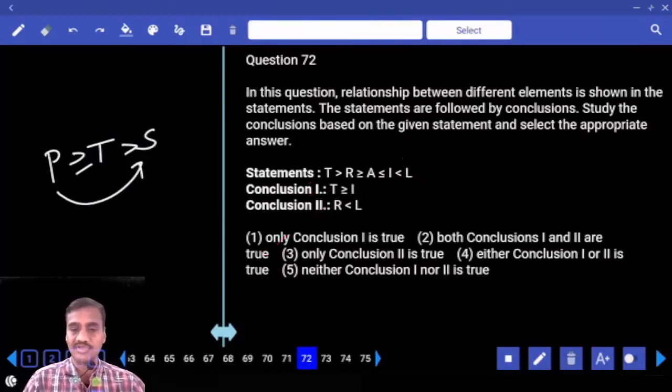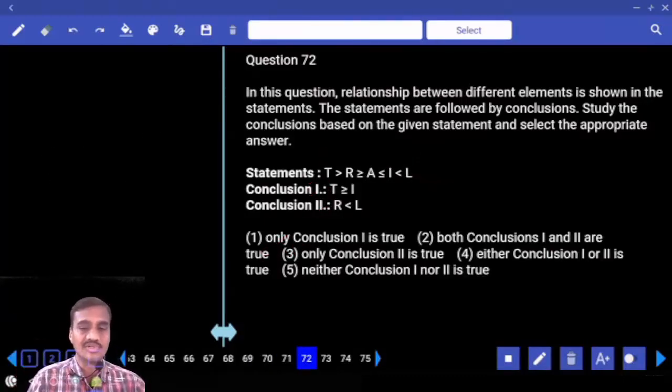Then coming to this 72. In this 72, the relation between T and I. Between T and I, there is one greater than and one lesser than, two opposite symbols, so no relation.